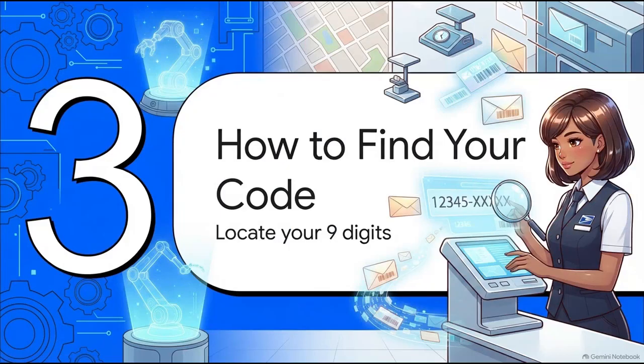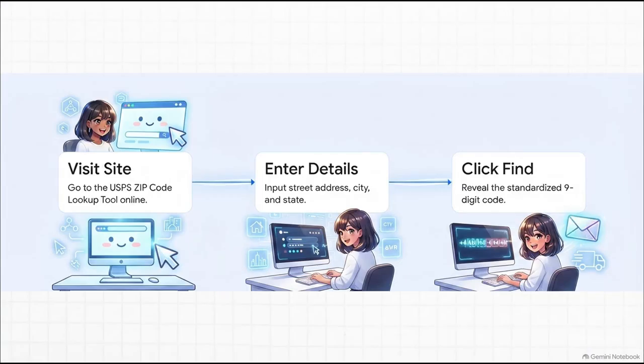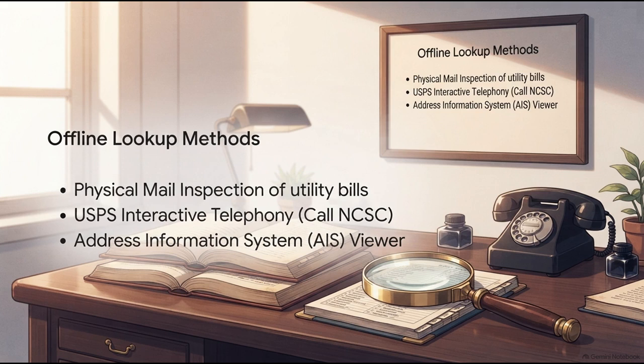Section 3. How to find your code. Simple ways to locate your 9 digits. Okay, so how do you actually find it? The absolute easiest method is visiting the USPS zip code lookup tool online. It's totally free. Step 2, you just enter your street address, city, and state. And step 3, click Find. The database instantly matches it to the official standardized address and reveals your exact 9-digit ZIP+4 code. It's really that simple. But what if you're offline? Well, you can simply do a physical mail inspection.